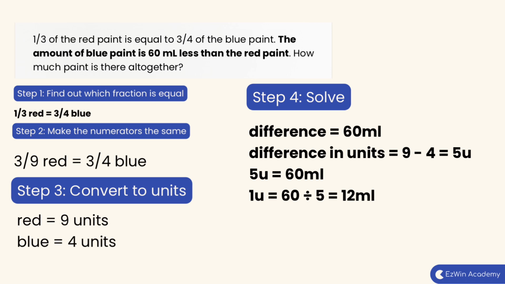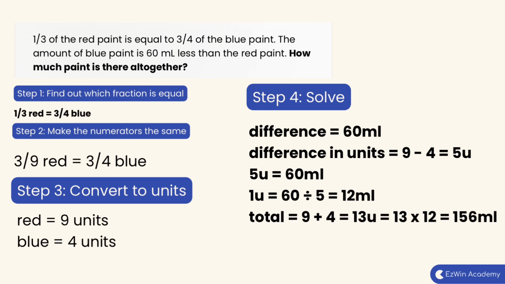Lastly, the question asks how much paint is there altogether, so that means we get the total number of units, which is 13 units, and we get the total amount of milliliters by multiplying 13 by 12. And this will give us 156 milliliters.